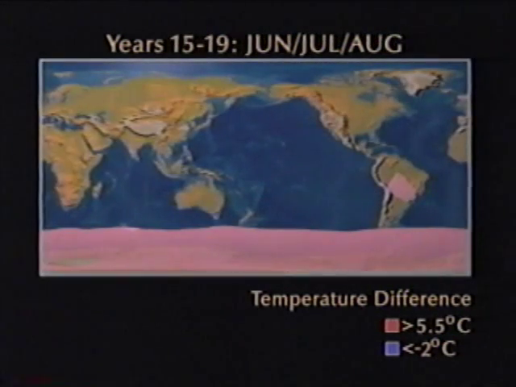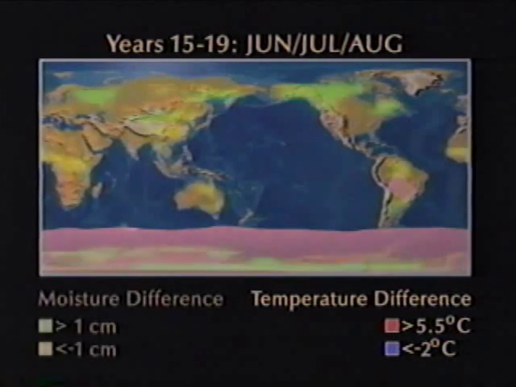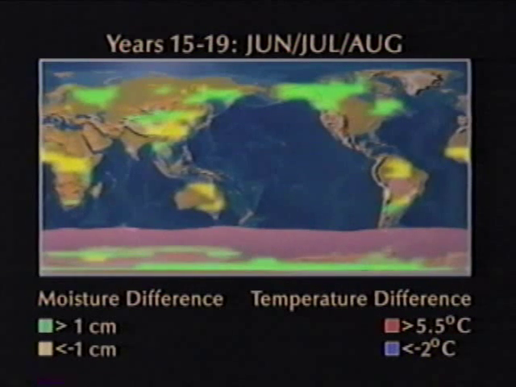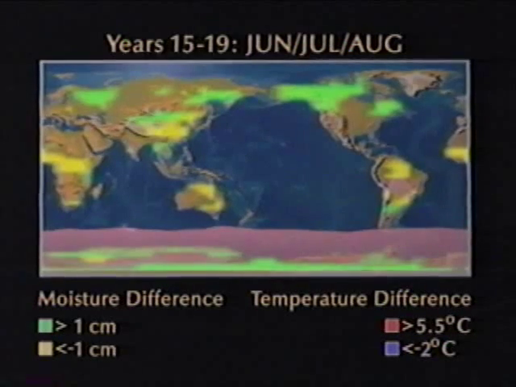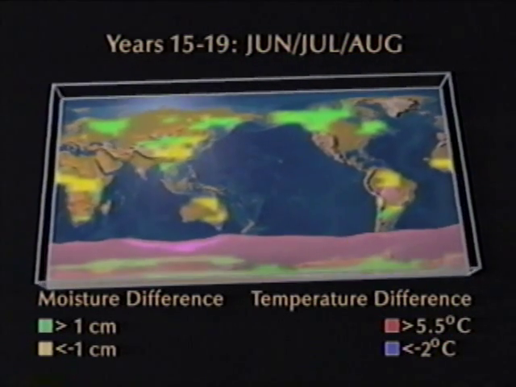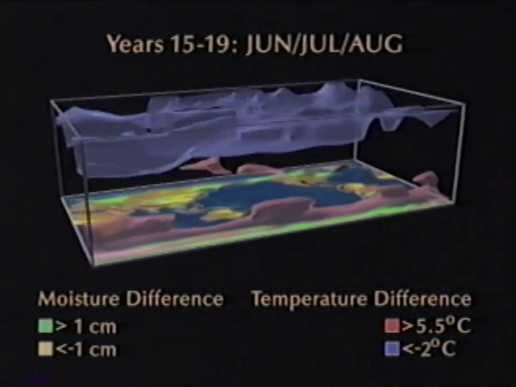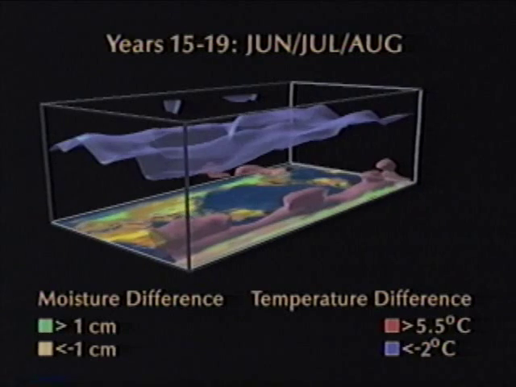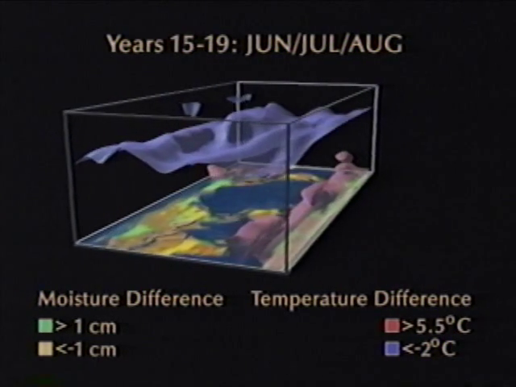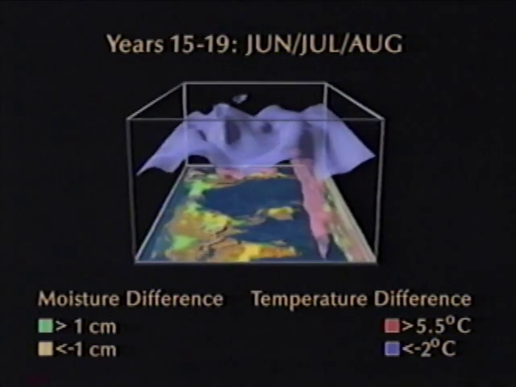In June, July, and August, the largest average difference in surface temperature is again in the winter hemisphere, this time around the South Pole. Some of the wetter regions at the surface have persisted from winter into summer over parts of the northern hemisphere continents, while the drier regions are still evident farther south and in Africa, in South America, and now in Australia. In three dimensions, the areas of greatest warming lie in the southern hemisphere.